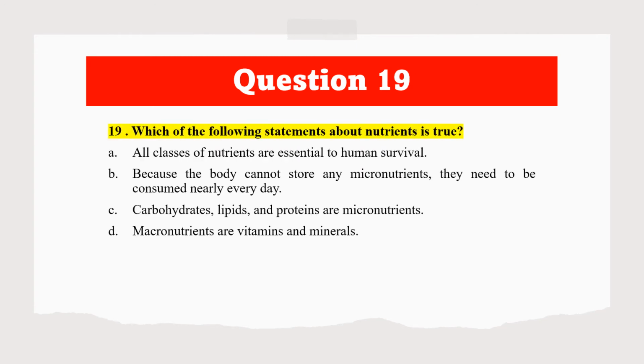Number 19. Which of the following statements about nutrients is true? A. All classes of nutrients are essential to human survival. B. Because the body cannot store micronutrients, they need to be consumed nearly every day. C. Carbohydrates, lipids, proteins, and micronutrients. Or D. Micronutrients are vitamins and minerals. So the answer is: all classes of nutrients are essential to human survival.